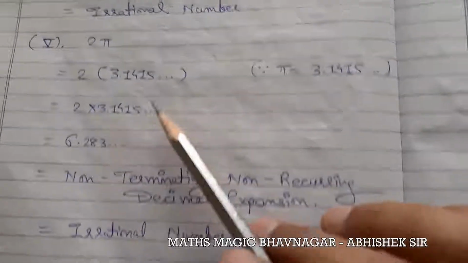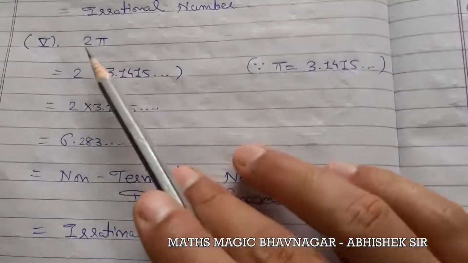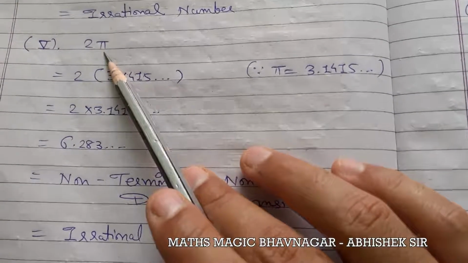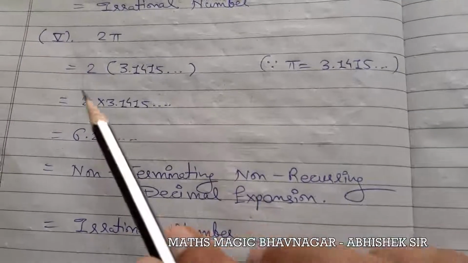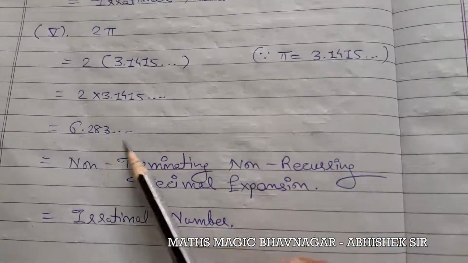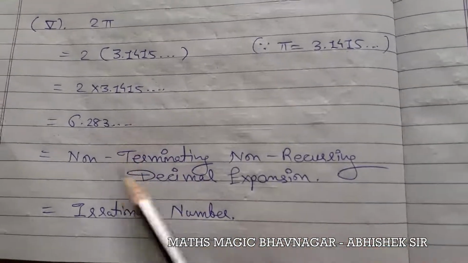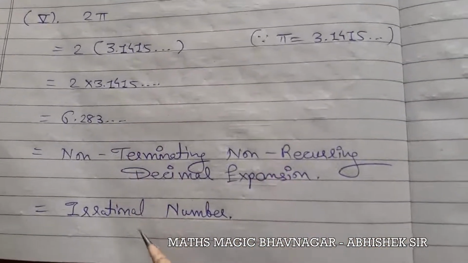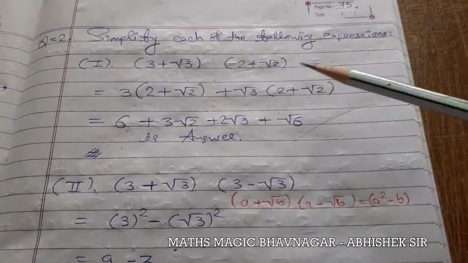Sub question number 5 is 2 pi. Here 2 is a rational number and pi is an irrational number. The value of pi is 3.1415 and so on. So 2 into 3.1415 and so on, we will get 6.283 and so on. So this number lies under non-terminating and non-recurring decimal expansion, so this is an irrational number. Now moving on to question number 2: simplify each of the following expressions.